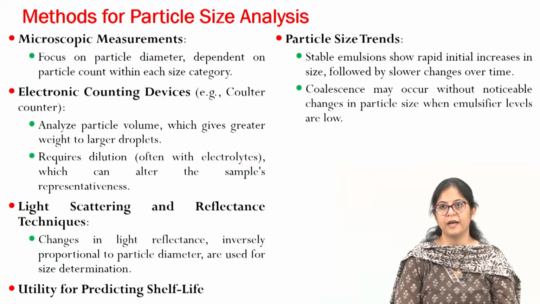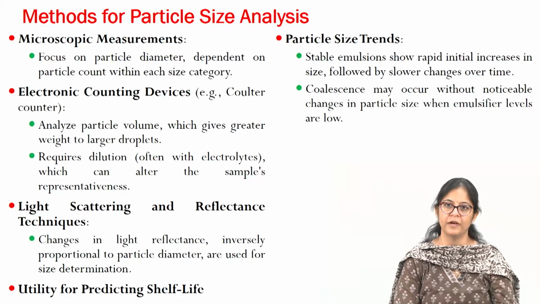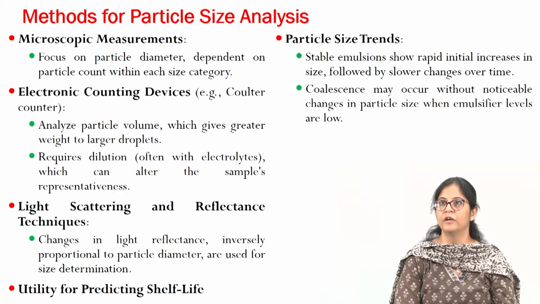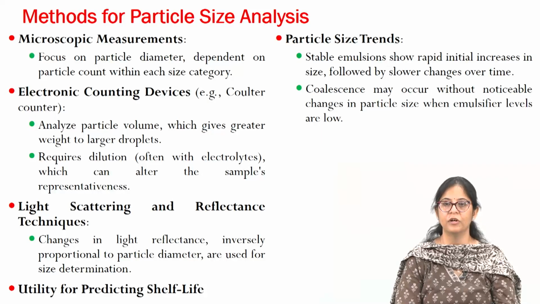Light scattering and reflectance techniques: the change in light reflectance, which is inversely proportional to the particle diameter, is used for the determination of size. These can be used as a tool for predicting the shelf life. Stable formulations show a rapid initial increase in size followed by slower changes over time. Coalescence may occur without noticeable changes in particle size when emulsifier levels are low.